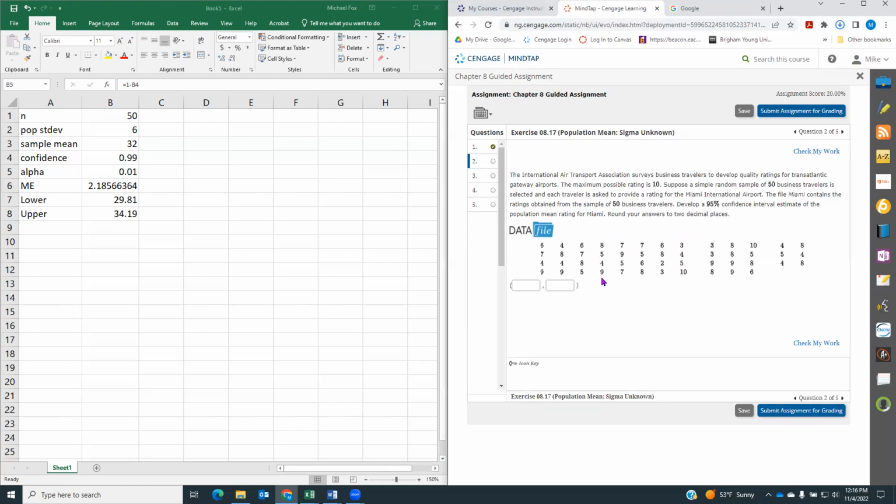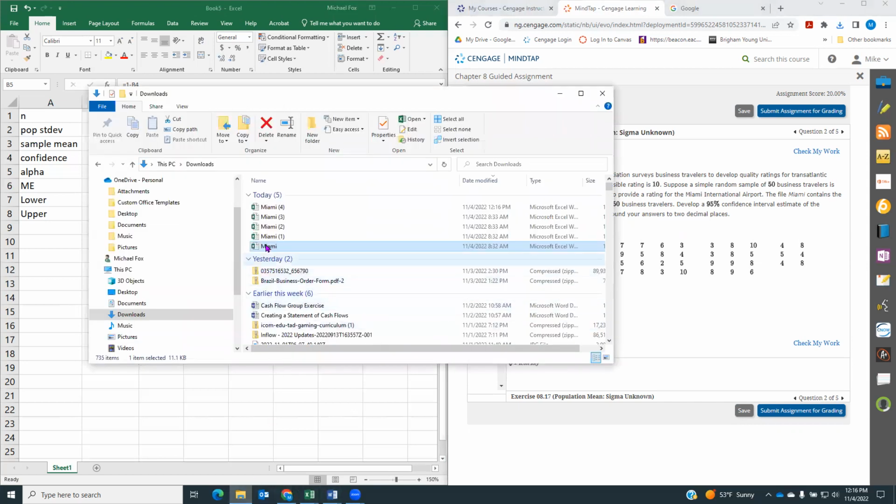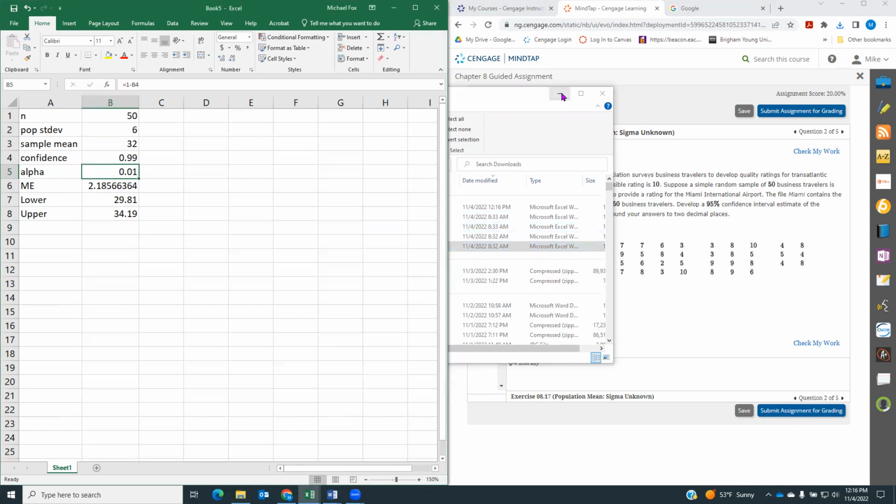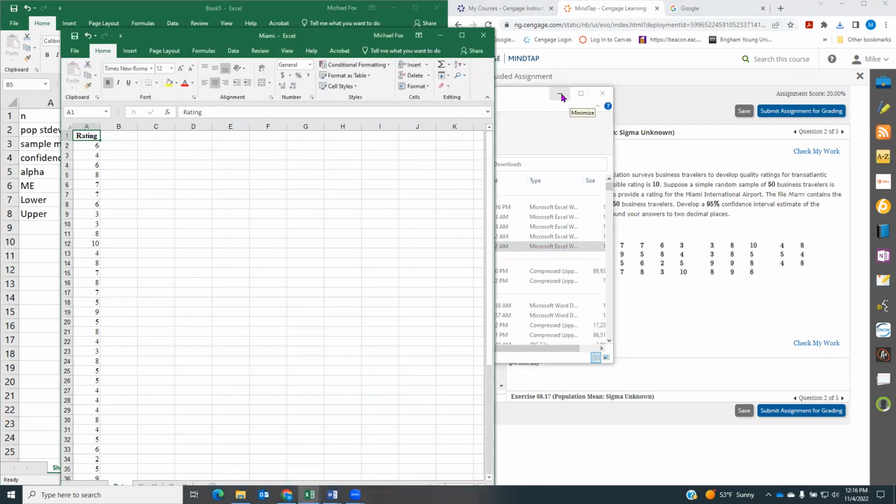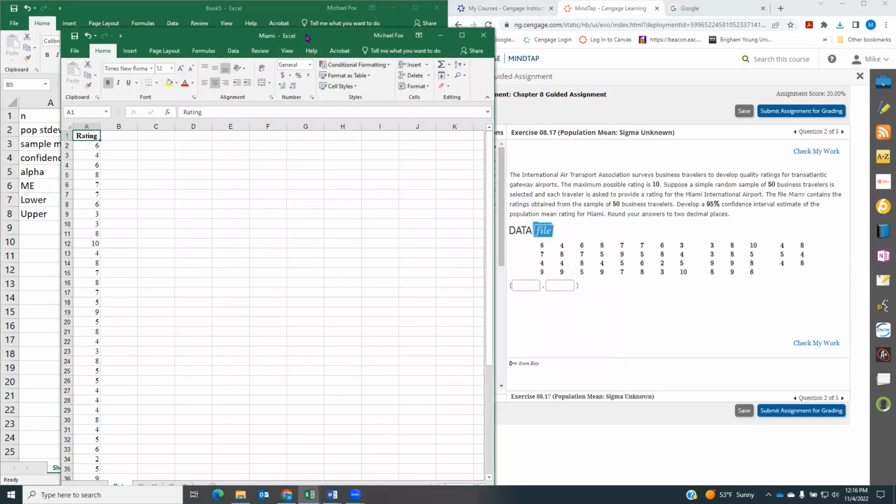So I'm going to click on this, and that's going to download it to my downloads file. I'll open it up. So there is all of my data.